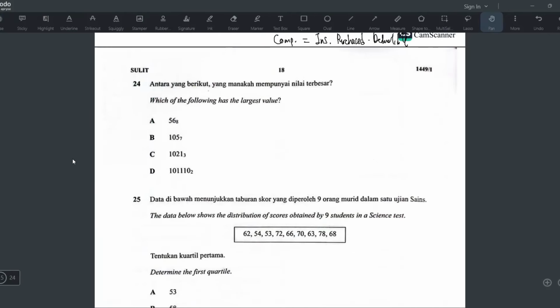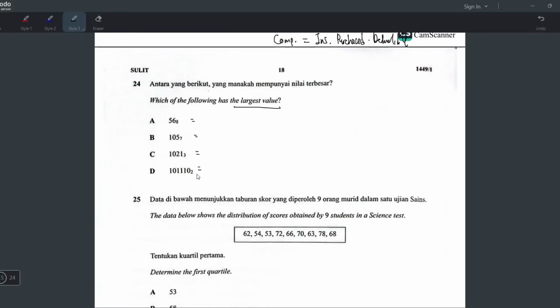Okay, let's continue. 24. Which of the following has the largest value? So dia bagi semua base 8, base 7, base 3, base 2. So this is definitely from form 4 chapter 2. So if you want to know which one is the largest value, first you have to make sure it's the same base lah. If it's not in the same base, it's very hard to know which one is the largest value. So kalau saya lah, saya akan tukar semua jadi base 10. Yeah, I think that's the fastest way. Okay, just tukar everything to base 10.